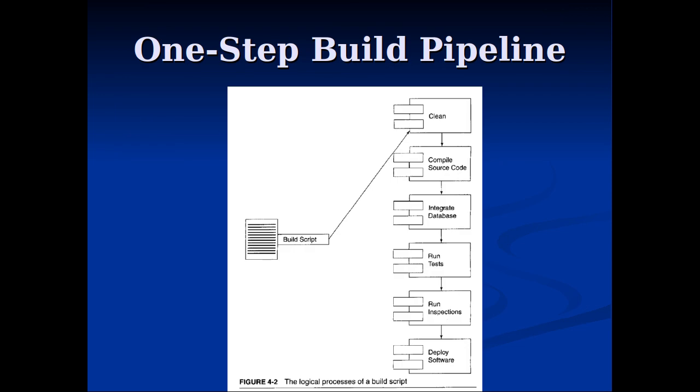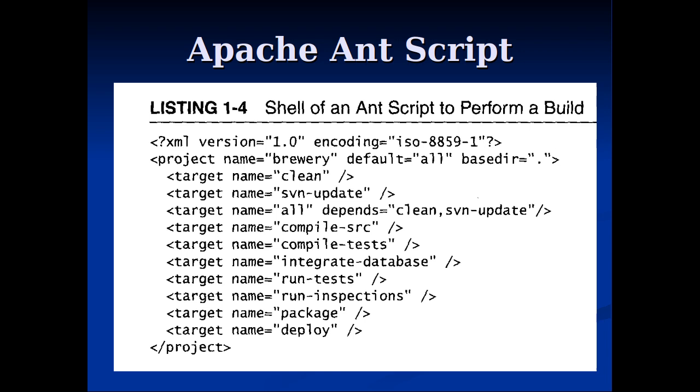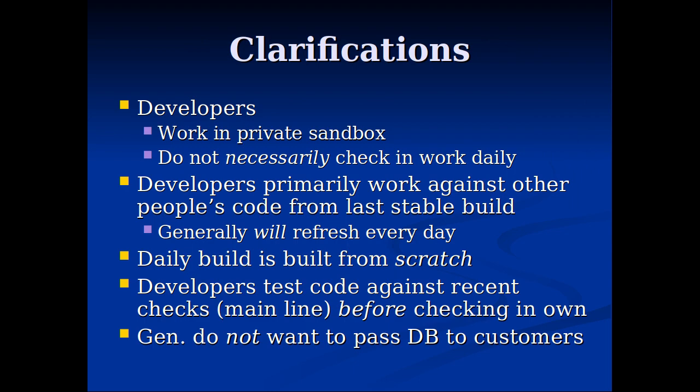Okay, so the build pipeline is going to include building from scratch, compiling, maybe integrating with the database, running tests, running some software inspections, and then deploying the software, deploying it out to, say, a production machine or a development machine. And you'll typically have a script that specifies these different steps in a build pipeline, like on GitHub.